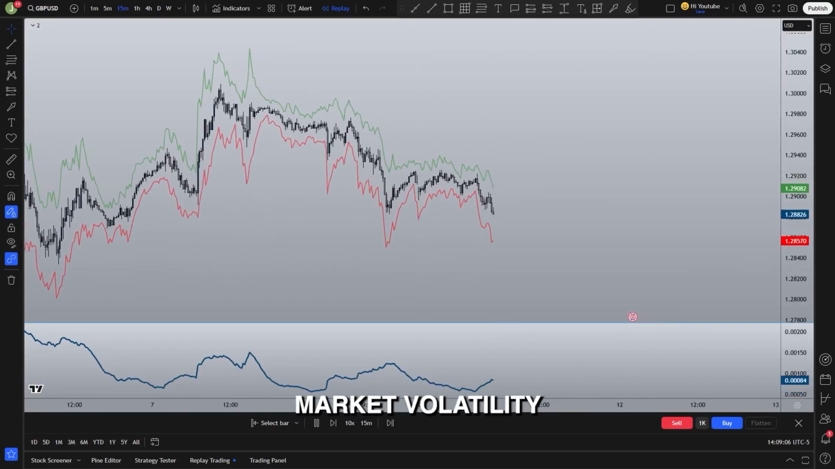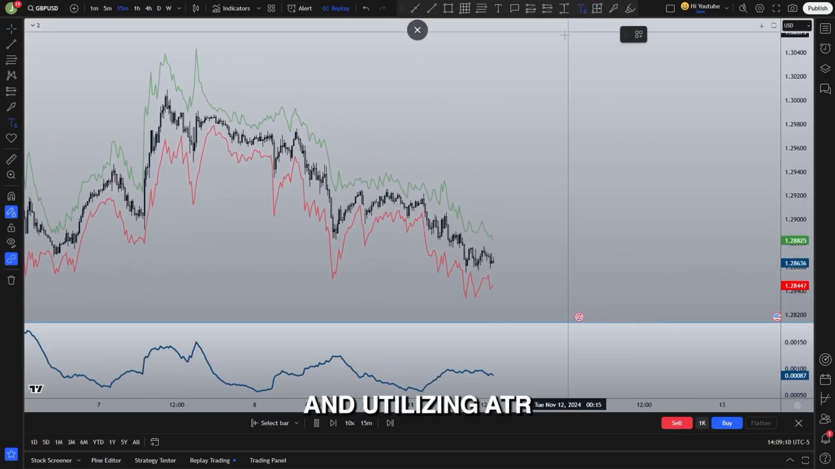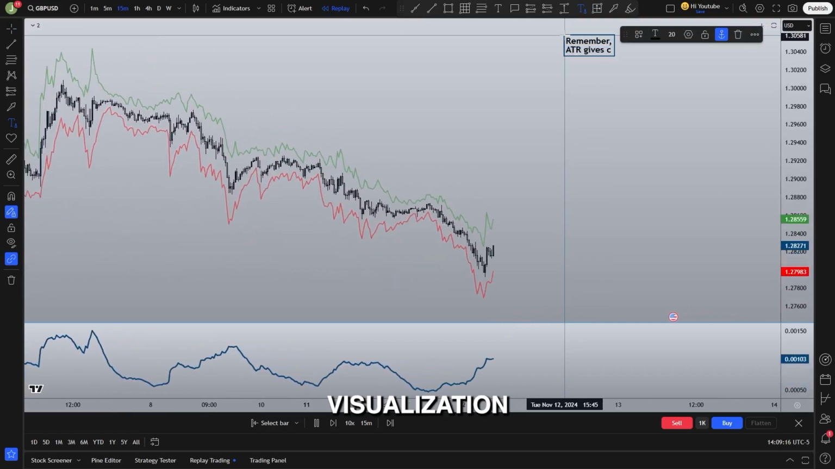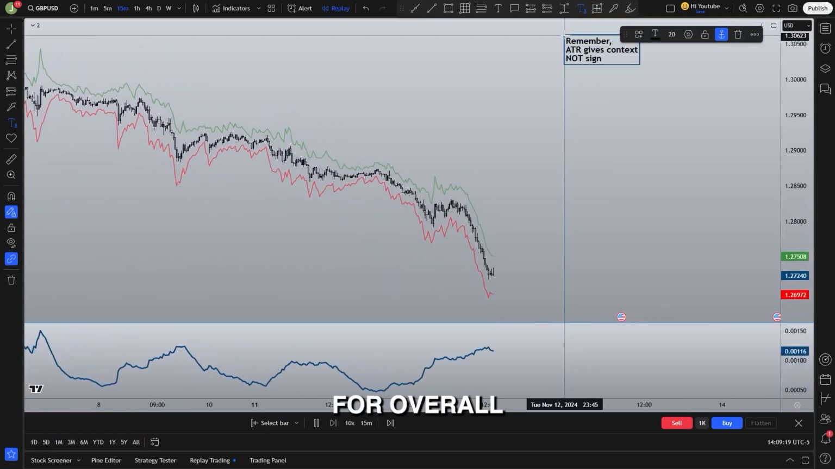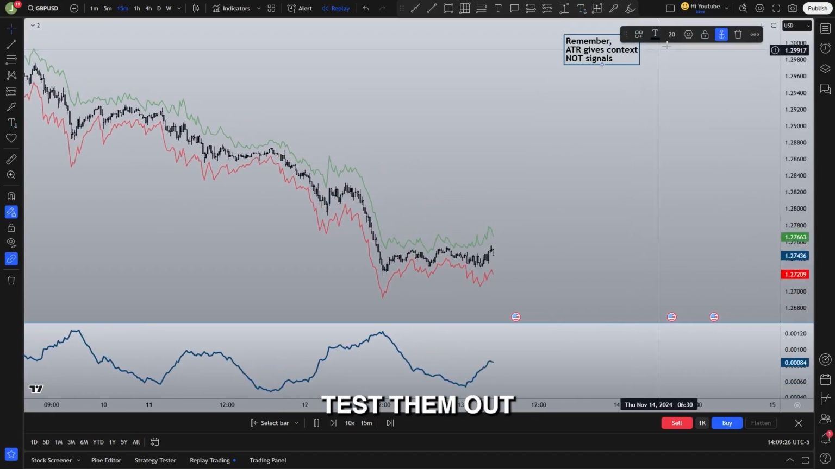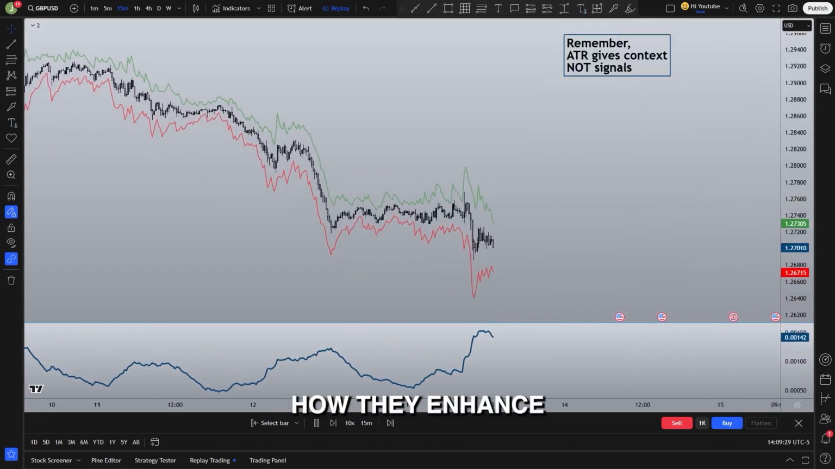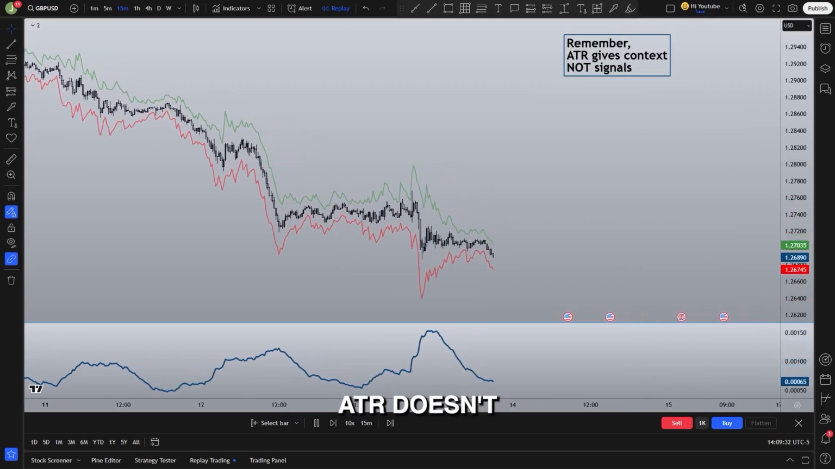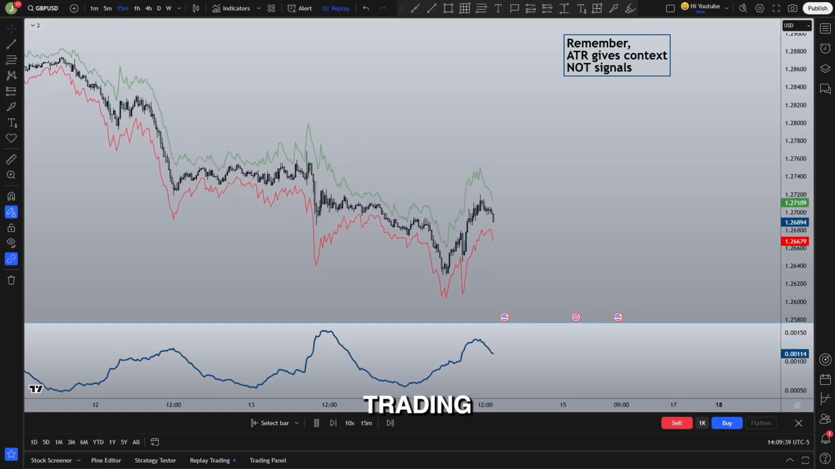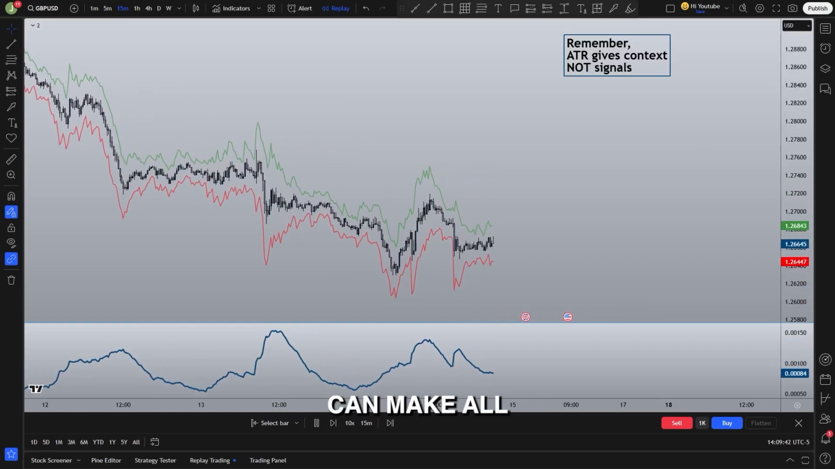If putting market volatility on your side and utilizing ATR is something that seems interesting to you, take the time to experiment with the two visualization styles, the moving average ATR for overall market conditions and the bands ATR for dynamic stop losses. Test them out on your favorite assets and see how they enhance your trading strategy. Remember, ATR doesn't give you buy or sell signals, it gives you context. And in trading, understanding the context can make all the difference.